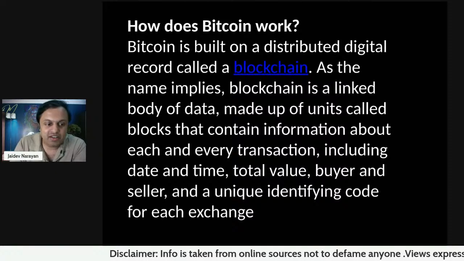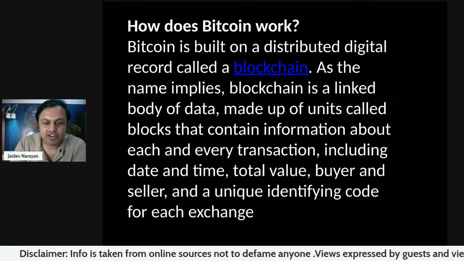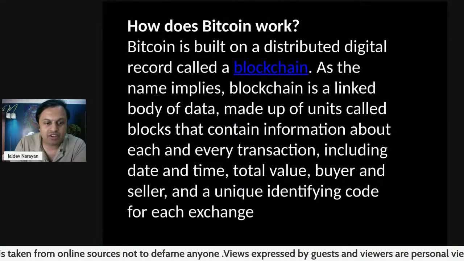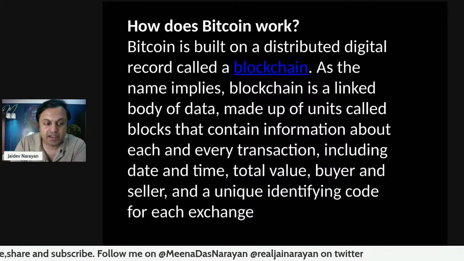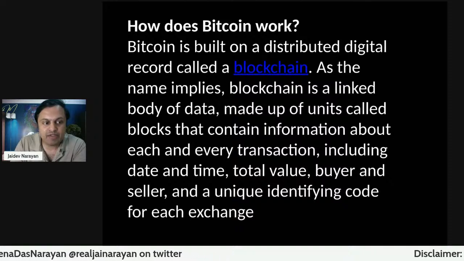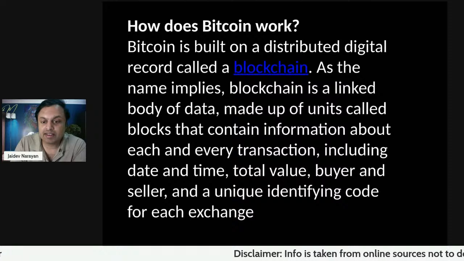So Bitcoin is built on a distributed digital record called blockchain. As the name implies, blockchain is a linked body of data made up of units called blocks that contain information about each and every transaction, including date and time, total value, buyer and seller, and a unique identifying code for each exchange. Entries are strung together in chronological order, creating a digital chain of blocks. Once a block is added to the blockchain, it becomes accessible to anyone who wishes to view it, acting as a public ledger of cryptocurrency transactions.